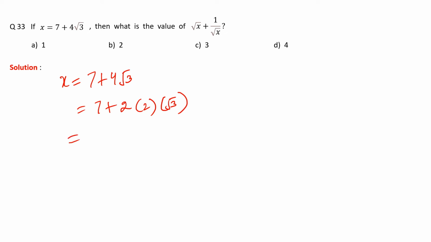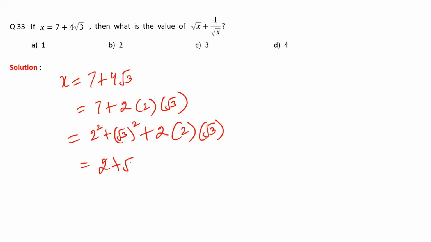And 7 can be written as 2 square plus root 3 whole square. Right? So now you can clearly see it takes the shape of an identity, a square plus b square plus 2ab. So that means I can write 7 plus 4 root 3 as (2 plus root 3) whole square. Fine. So that means square root of x will now be just 2 plus root 3.